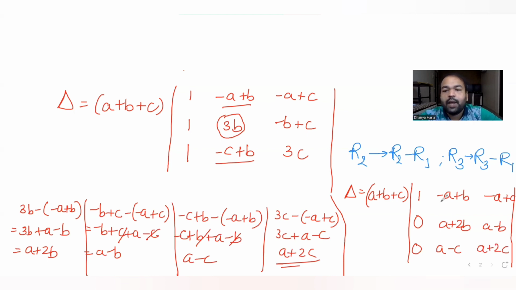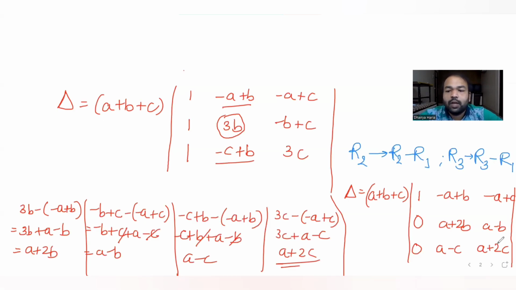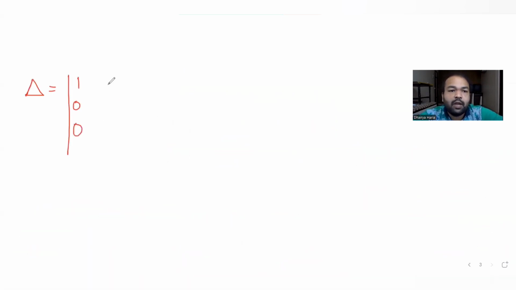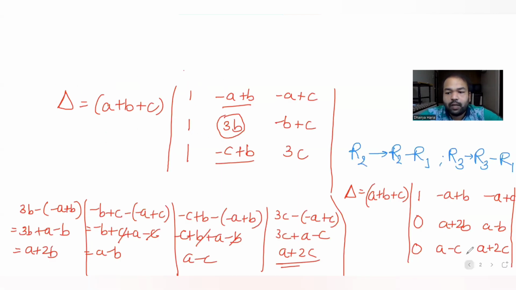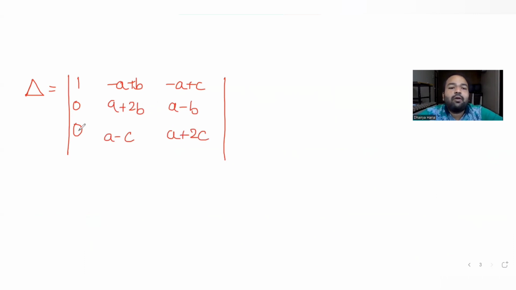So now I have this determinant with me. If I want to solve this further, let's see how to do that. Delta becomes 1, 0, 0. Then it was minus a plus b and minus a plus c. And then I have a plus 2b, a minus b, a minus c, and a plus 2c. Right. So that's correct. Now let's see how to solve this further.